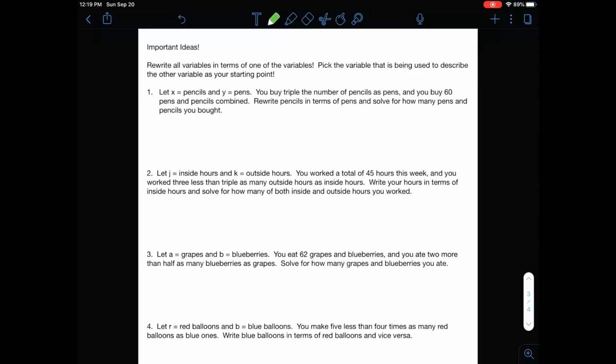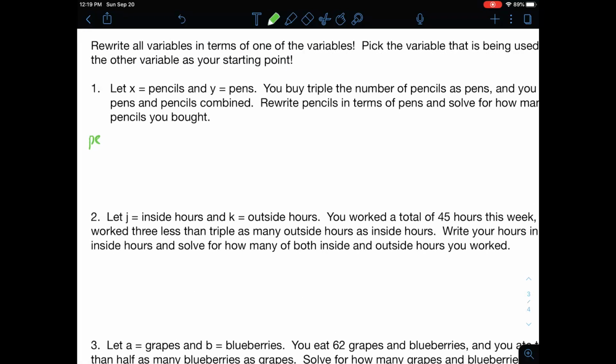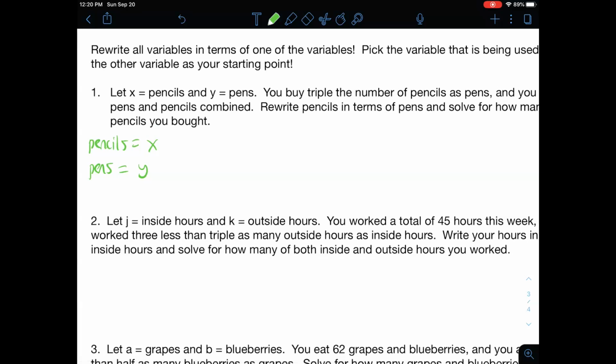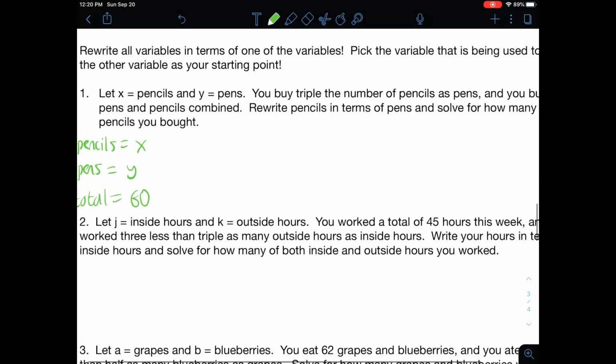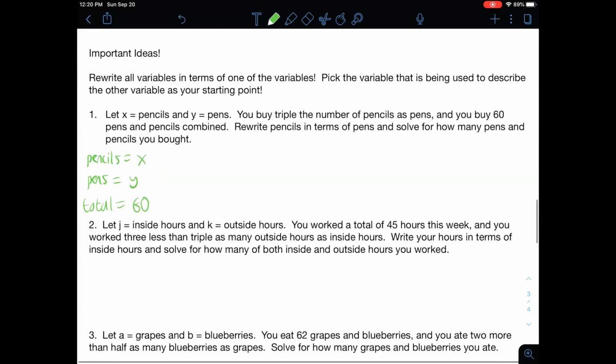Okay, so let's write down what we know. Pencils equals x. Pens equals y. How many total did we buy? Looks like the total was 60. Now what other information did they give us? It says you buy triple the number of pencils as pens. So it looks like we're using pens to describe how many pencils we bought. So I'm going to write pencils equals, now triple, so it's going to be triple the number of pens, which is y.